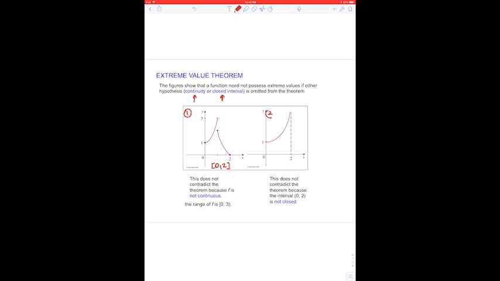The second graph represents a continuous function, however, it is not defined on the closed interval. The interval is open, and the same thing, we can't really detect the highest and the lowest point. That means please remember continuity. I can highlight this: continuity and the closed interval.